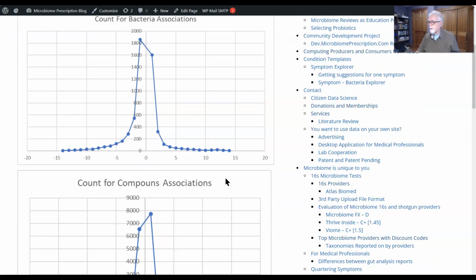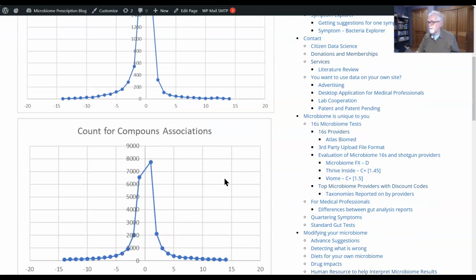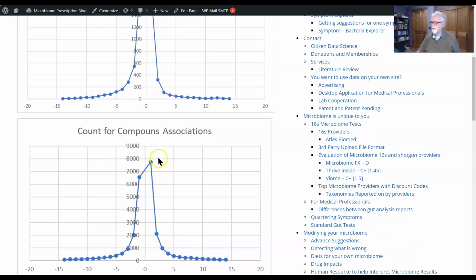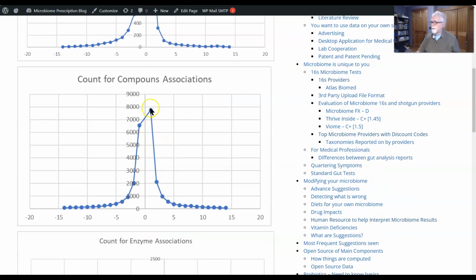Then I went on and did it for compounds, and basically the same thing. You see a little bit that the peak is on the right instead of the left. A positive odds means that having too much is causing the problem. A negative odds means roughly that not having enough causes the problem. Compounds are the same thing. So having too much of some compounds seems to be causing the problem, but again, it's a bell curve.